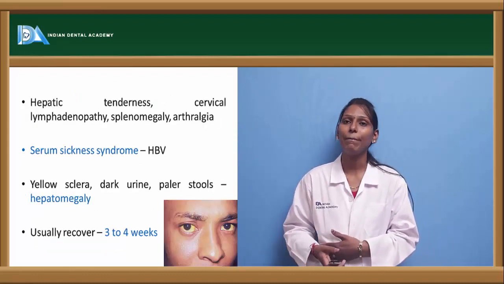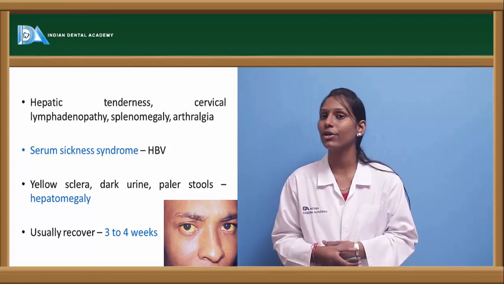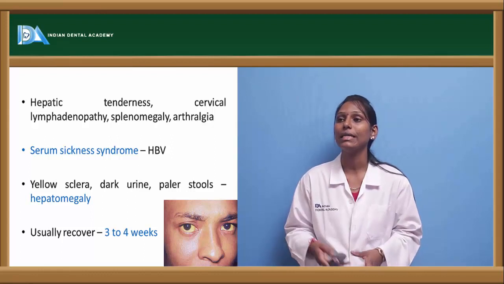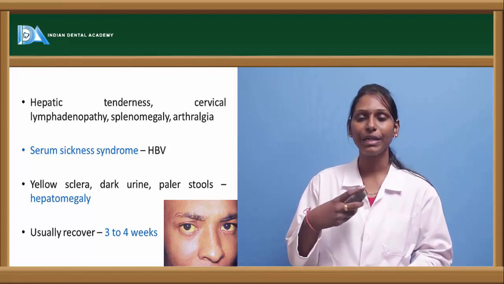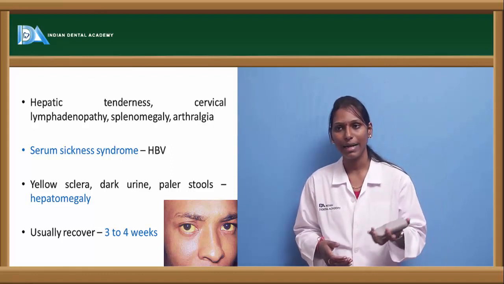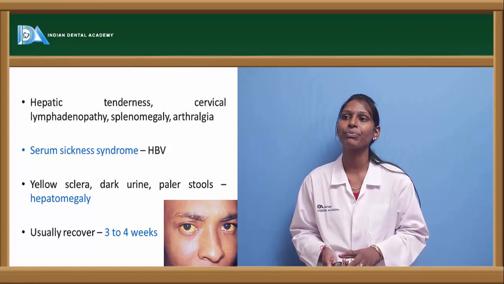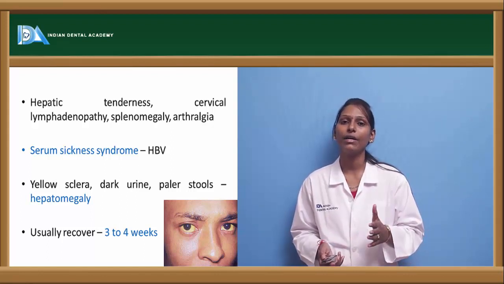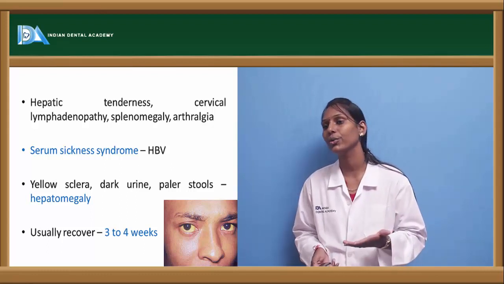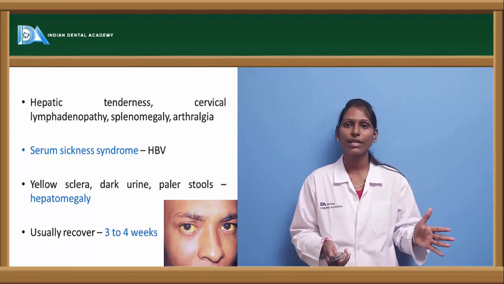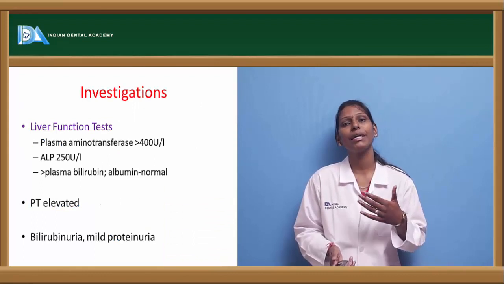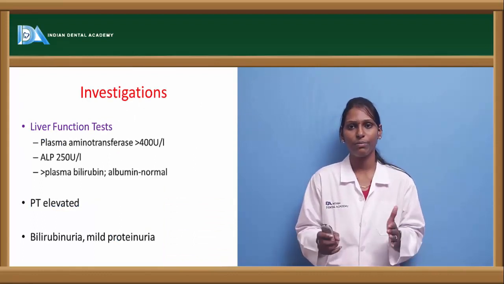The patient will also exhibit hepatic tenderness because of hepatomegaly, and will also have cervical lymphadenopathy, splenomegaly, and arthralgia when it involves the joints. HBV is known to cause a particular manifestation, that is, serum sickness syndrome. Whenever hepatomegaly is manifested, patients will also exhibit yellow sclera, dark urine and paler stools. Usually patients recover within 3 to 4 weeks, and if untreated, it usually prolongs beyond this time.